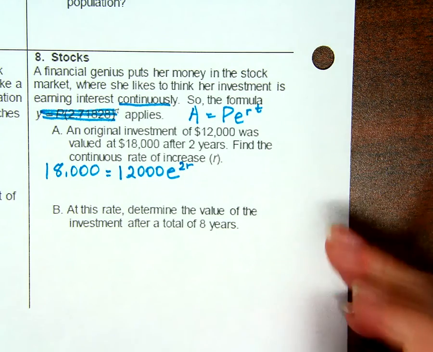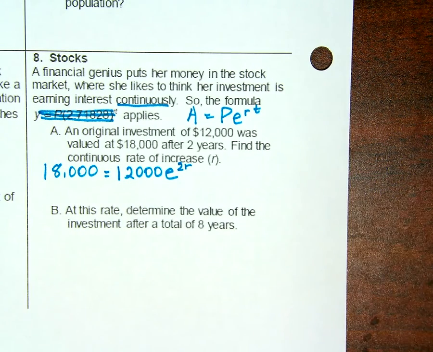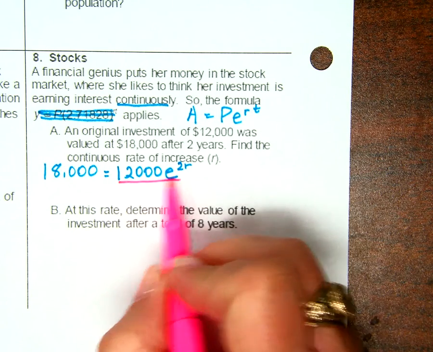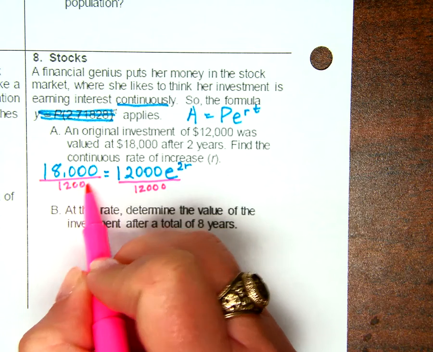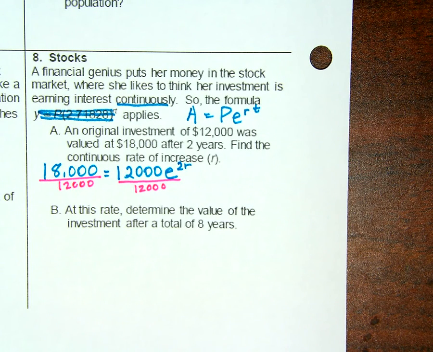So we know now that we need to isolate the base. How are we going to go about isolating the base? Absolutely, we divide. What are we going to divide? 12,000. So what is 18,000 divided by 12,000? Oh, look at that, you have your calculators out. Go and turn them on, and then do 18,000 divided by 12,000.